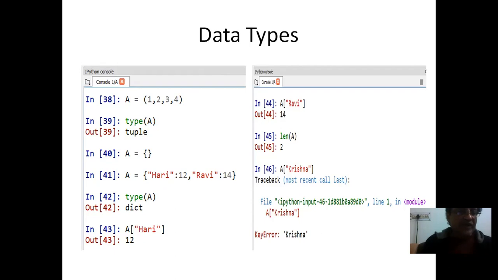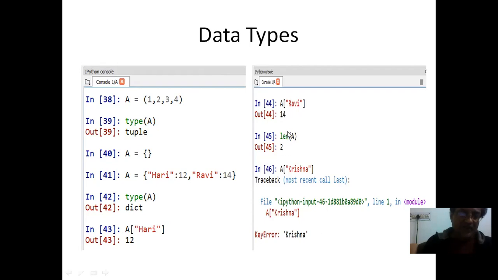So if you type A, obviously it will show that it is a dictionary data type. At the same time, just now I said that A, within square brackets, you are mentioning the key value Hari, and you are getting this numeric value. You are saying A within square brackets, the key value Ravi, you are getting the numeric value.